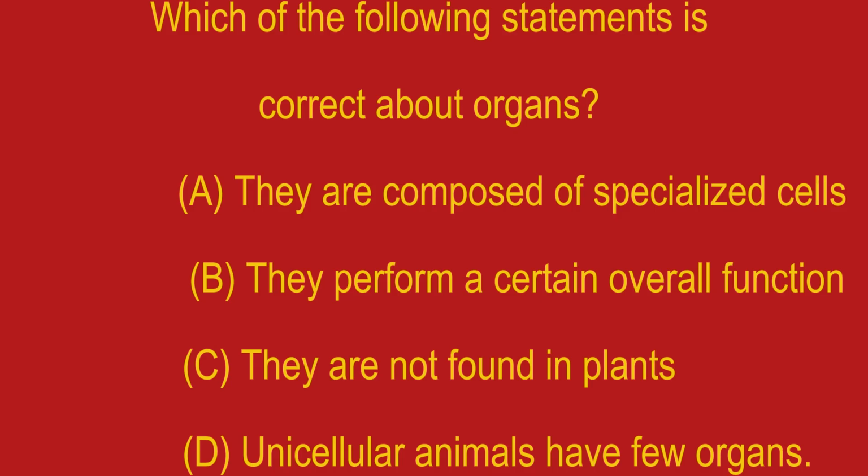Option D, unicellular animals have few organs. Okay, unicellular organisms, they do not have organs because they only have one cell. So the correct answer to this question is B. They perform a certain overall function.